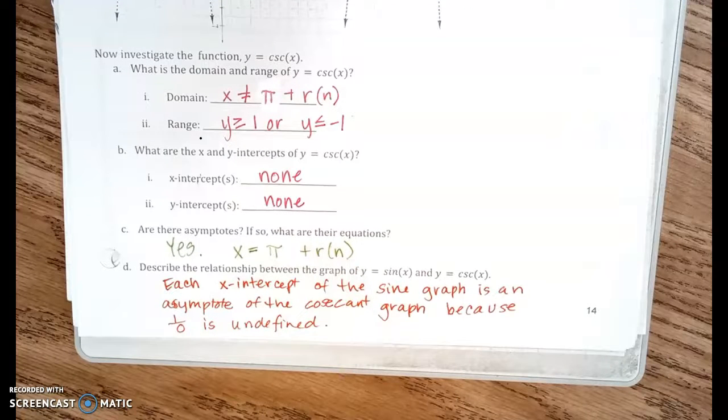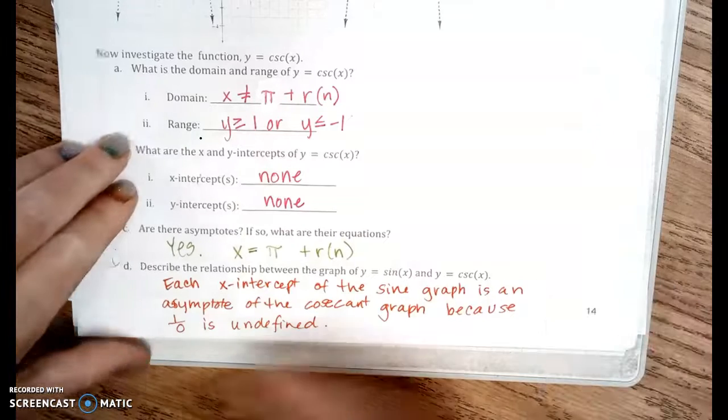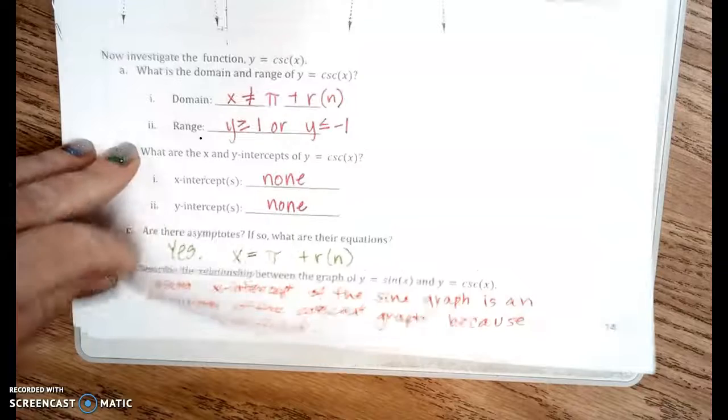We could spend a lot of time writing them, but we're just going to abbreviate it as multiples. And then they want us to describe the relationship between the graph of y equals sine of x and y equals cosecant of x. It's pretty much the same as the other one. Each x-intercept of the sine graph is an asymptote of the cosecant graph because that's where the graph is going to be undefined.